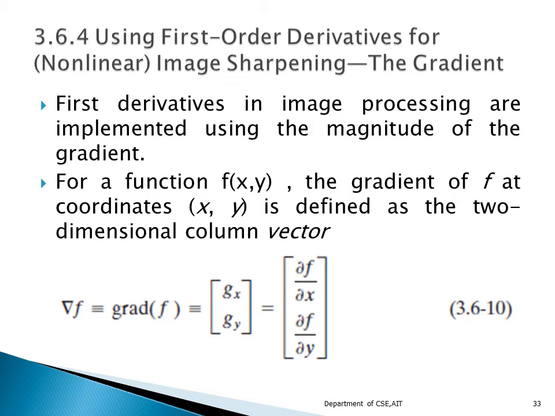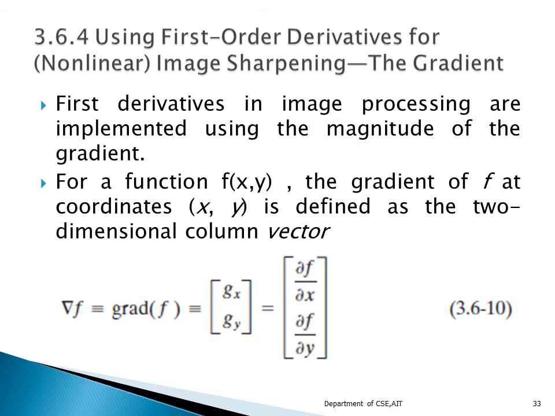Now we will see another method, where we make use of first order derivatives for non-linear image sharpening, that is, the gradient method. The first derivatives in image processing are implemented using the magnitude of the gradient. If I have an input image represented by the function f of xy, the gradient of this function f at the coordinates xy can be defined by a two-dimensional column vector, given by gx and gy, equal to dou f by dou x and dou f by dou y. This is called my gradient.